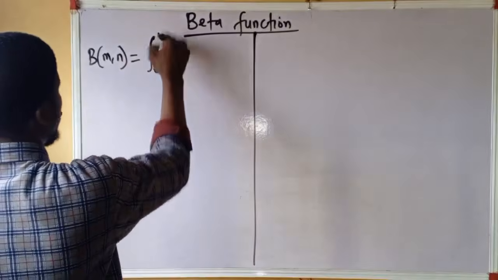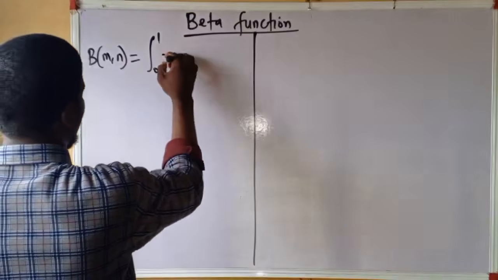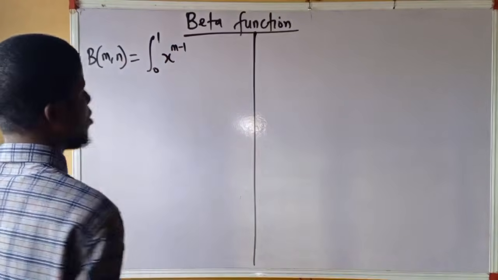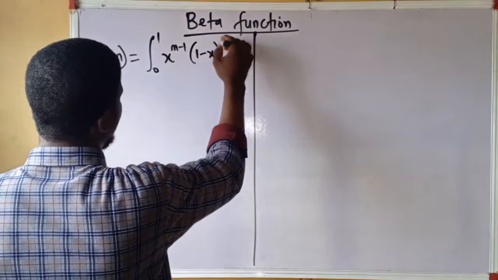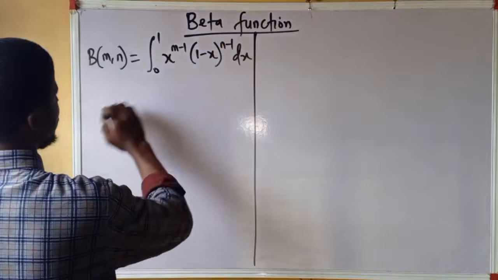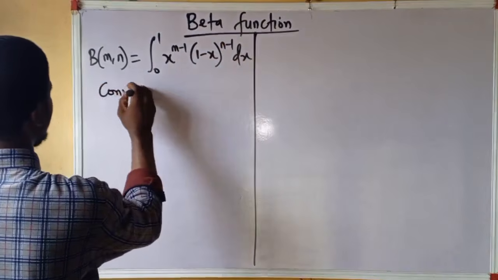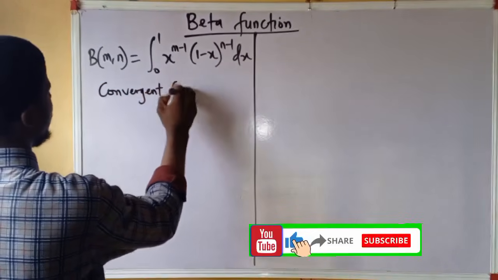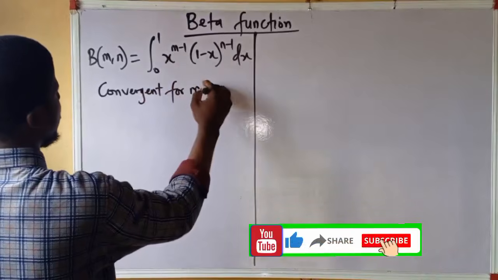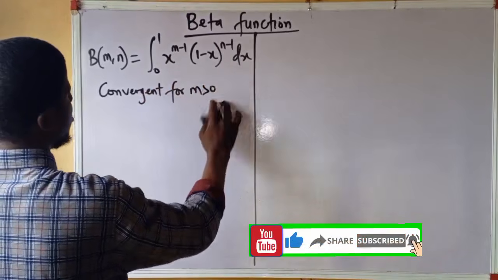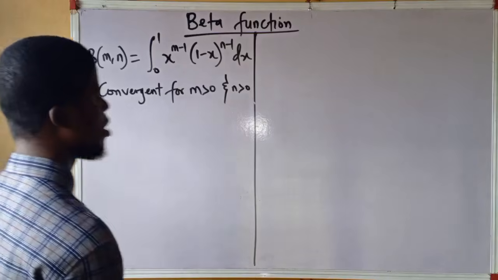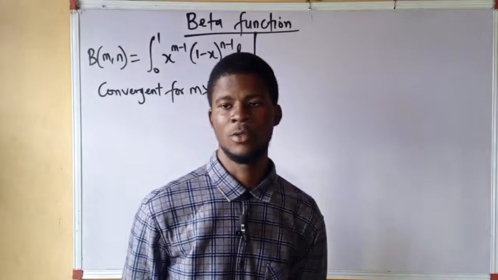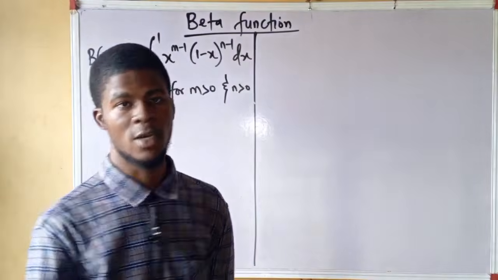The beta function of m and n is defined as this. The integral from 0 to 1 of x to the power of m minus 1 into 1 minus x to the power of n minus 1. This is convergent, okay? It is convergent for m greater than 0 and n greater than 0. Alright. There is an alternative form of writing the beta function, this time in terms of theta.